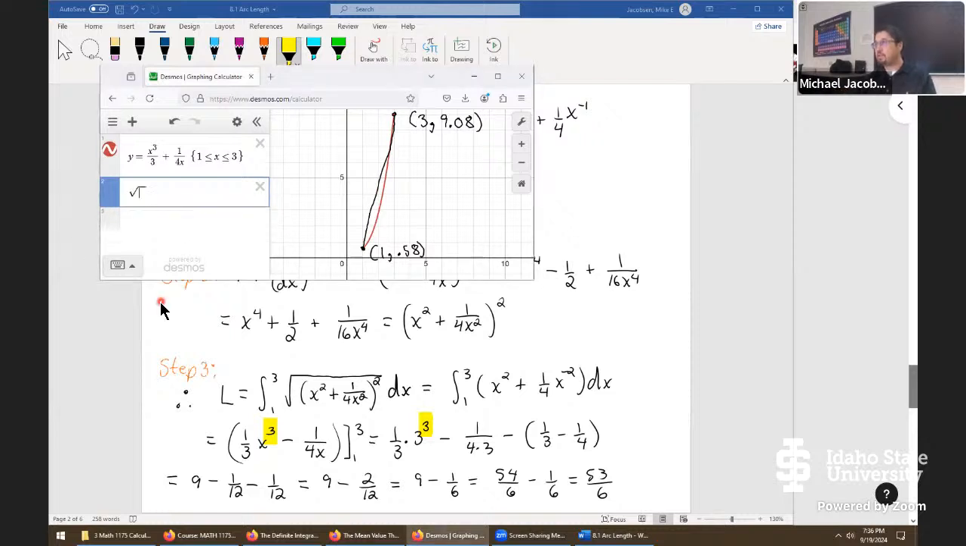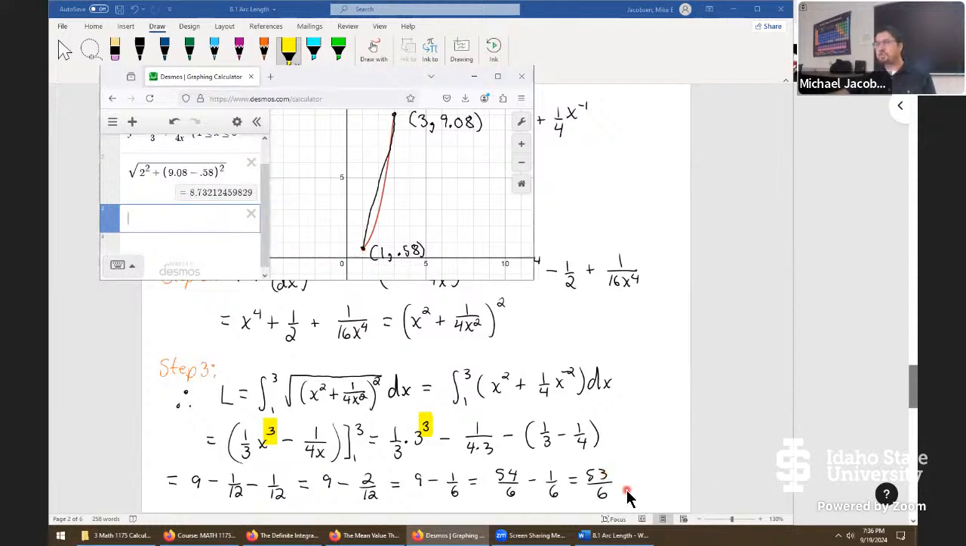So go square root. Take the difference of the x coordinates, so that's just going to be 2 squared, plus the difference in the y coordinates. I'll just write that out as 9.08 minus 0.58 squared. And the length with a pretty blunt approximation, just a straight line, is 0.873. Ours should be longer, right? It's a longer distance if you curve to go from point to point.